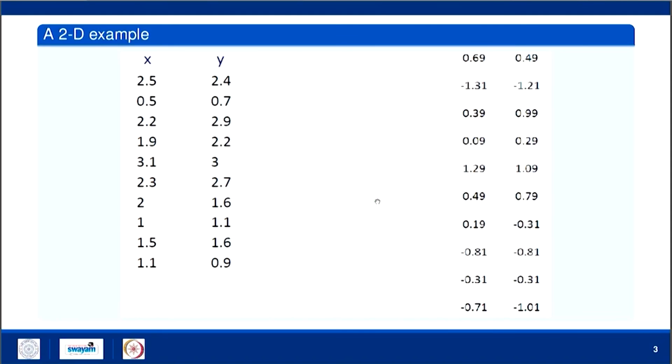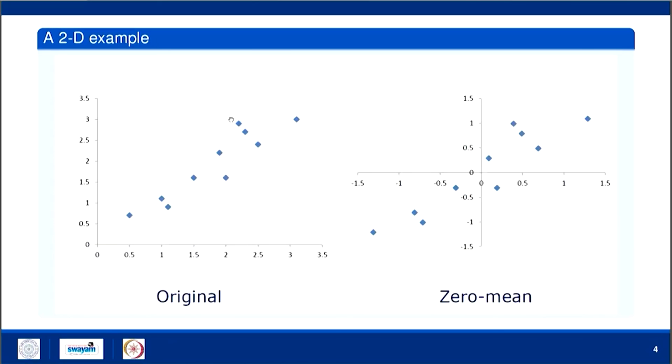Another example, consider this again 2 dimensional data x and y, and I am having something like 2, 3, 4, 5, 6, 7, 8, 9, 10 sample points. First, what I am doing? I am shifting the center of this data to the origin at 0, 0. Meaning I want 0 mean of the data. So I have to subtract the mean of x from all these entries and the mean of y from all these entries. After doing this, you are getting this data. So this is the original data, this is the data with 0 mean, just subtracting from each column their respective mean.